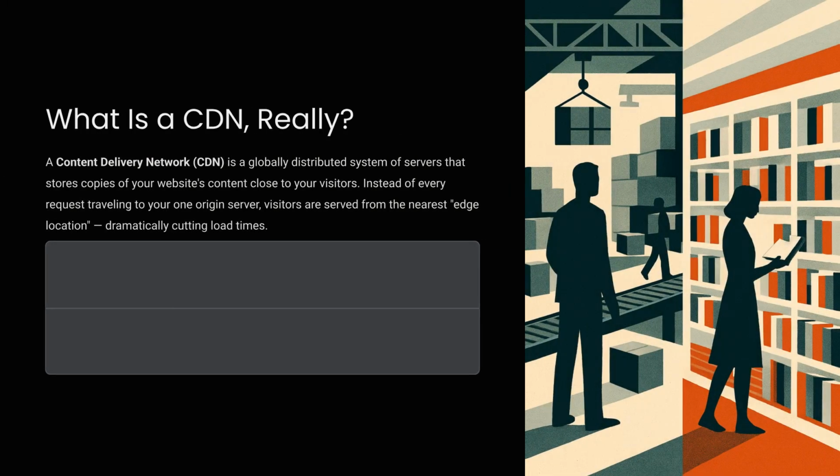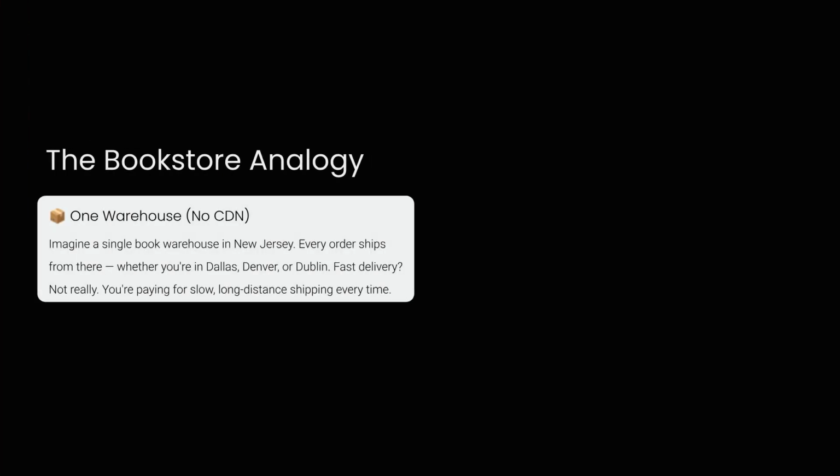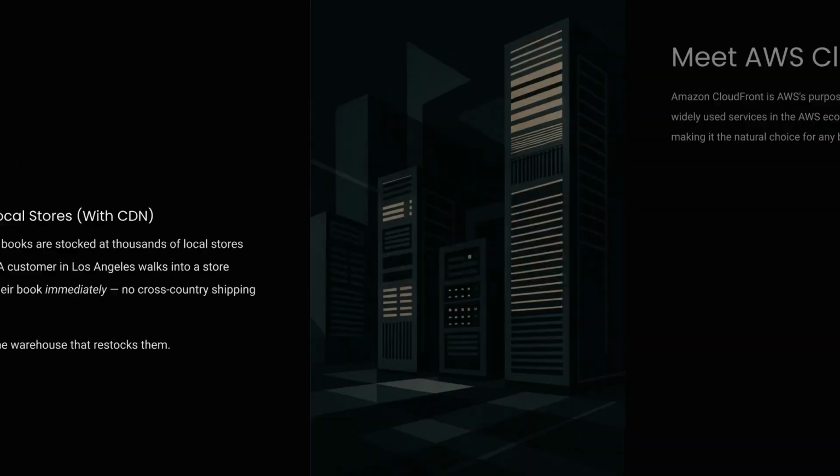A content delivery network, or CDN, is a global system of servers that stores copies of your content near your visitors. Instead of hitting your origin server every time, visitors are served from the nearest "edge location," drastically cutting load time. Think of it like a bookstore. Without a CDN, a single warehouse in New Jersey ships everything, resulting in slow, expensive shipping. With a CDN, your books are stocked in local stores worldwide, allowing customers to get their books immediately.